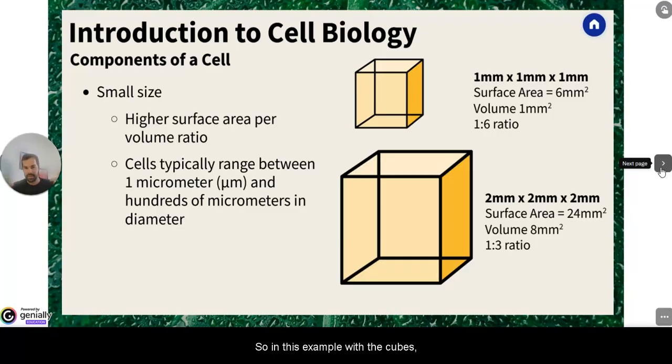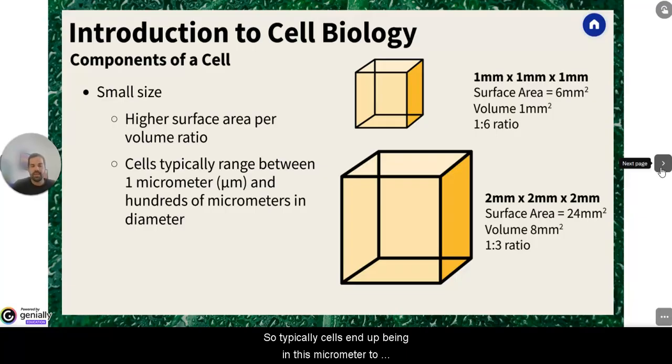So in this example with the cubes, you double each of the dimensions, you get 4 times the surface area, but you get 8 times the volume. So as you get larger, you get a lot more volume, a lot less surface area. So the things that are within that volume can't interact with the surroundings. The things within a cell can't do as much interacting with the surroundings.